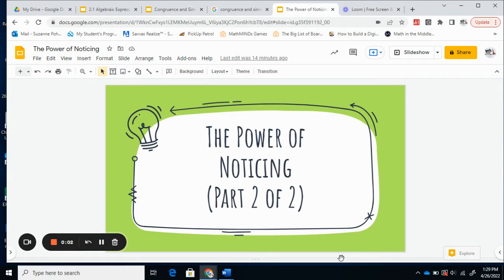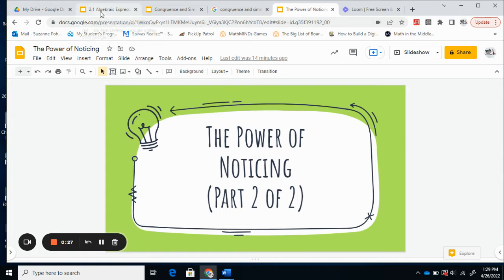The Power of Noticing, part 2 in our bite-sized PD series. So I want to model today for you how you can embed the question, what do you notice, into your math lessons. So whether you use Google Slides or Google Classroom pieces, or even just pencil and paper notebook style of teaching, you can always embed a what do you notice question.